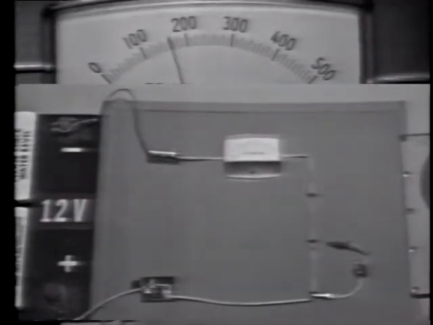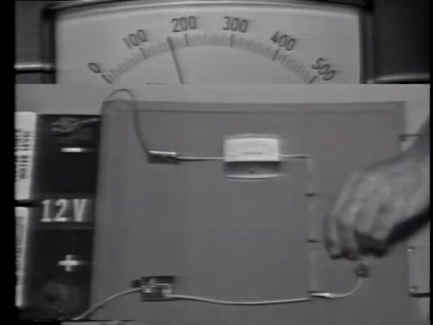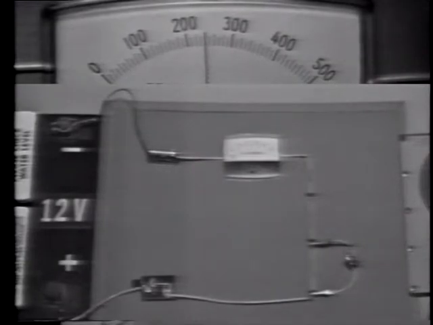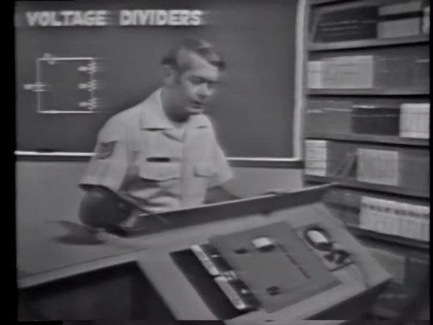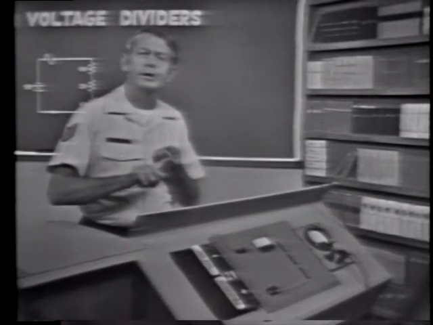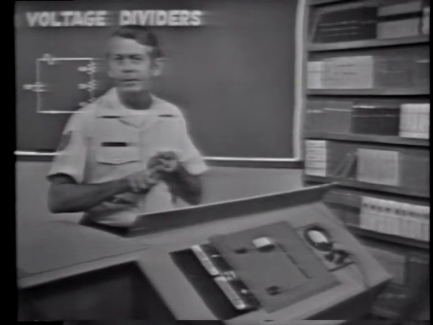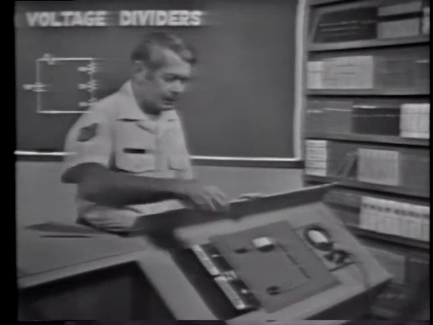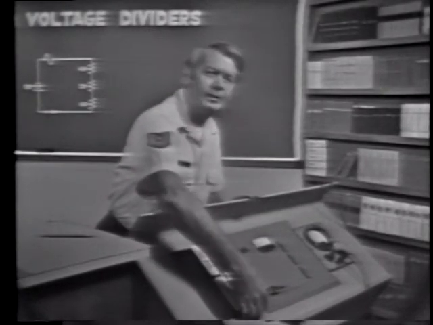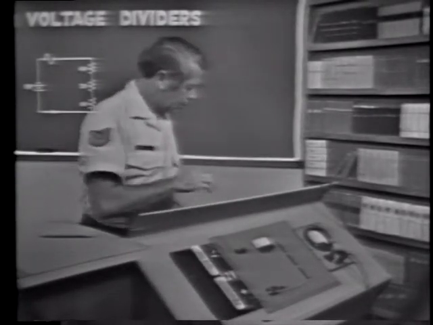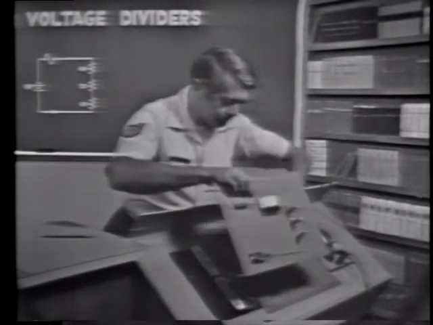Okay, this is total current with the circuit unloaded. When I connect the load device, total current increases. The voltage in the divider changes due to a decrease in total resistance and a corresponding increase in total current. Now, to help clarify what takes place when a voltage divider is loaded, let's use a different trainer.